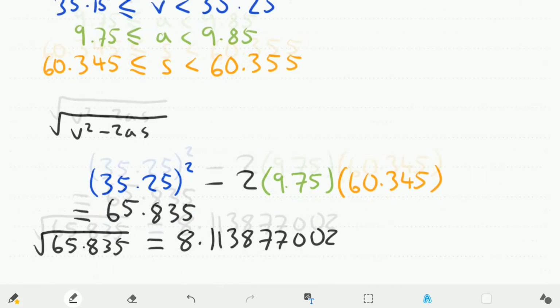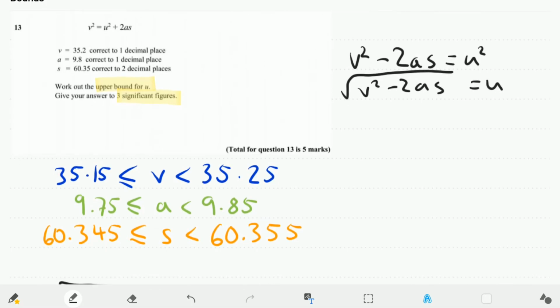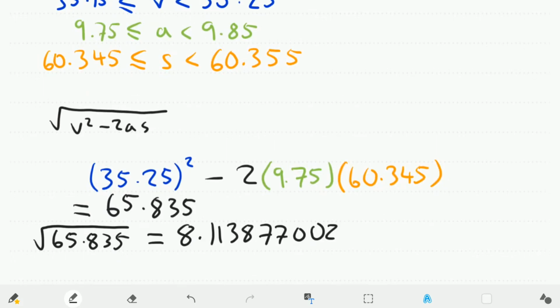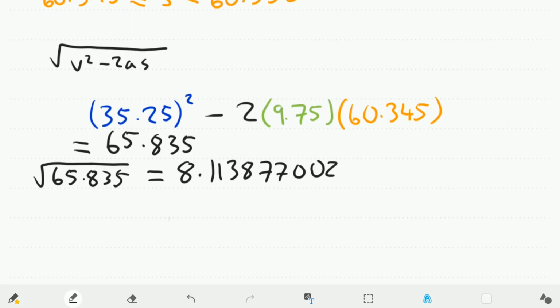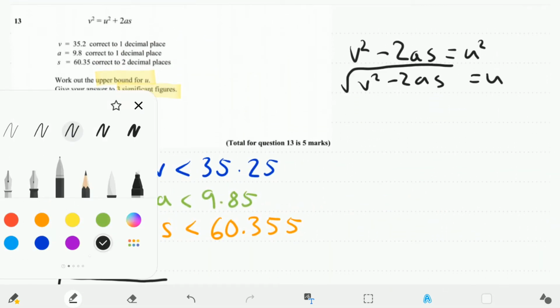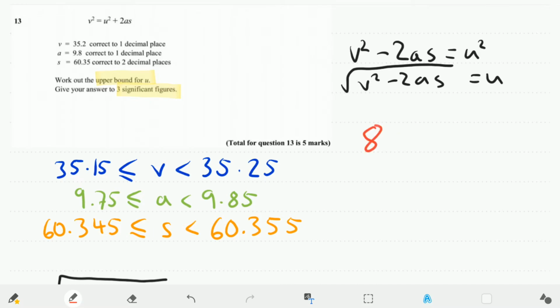However, if we go back to the actual question, it says, work out the upper bound for u, give your answers to 3 significant figures. So this is the upper bound for u, but we have to give it to 3 significant figures, which would be equal to 8.11. So those are the 3 significant figures, and that would be our answer. So our answer would be 8.11.